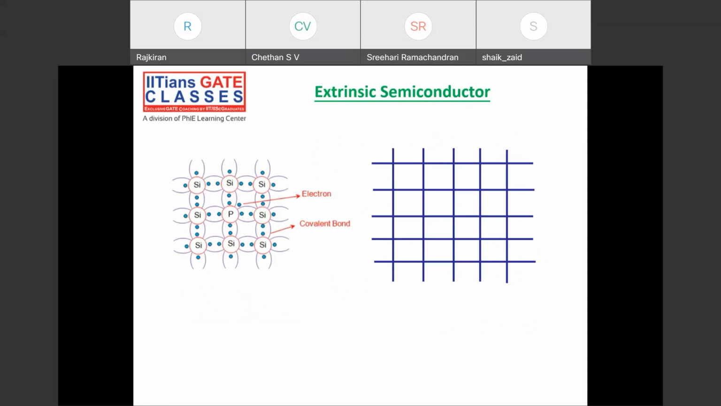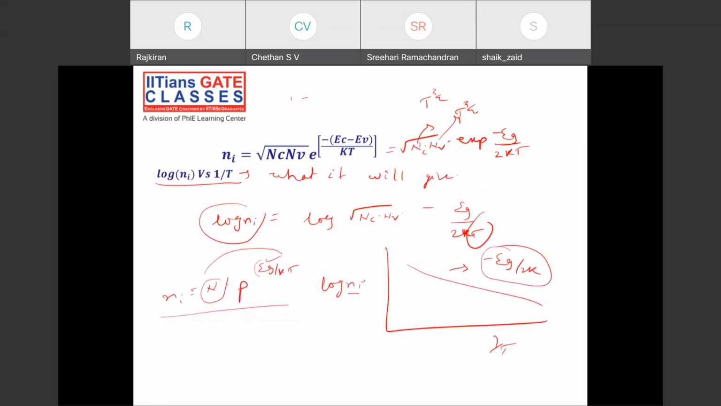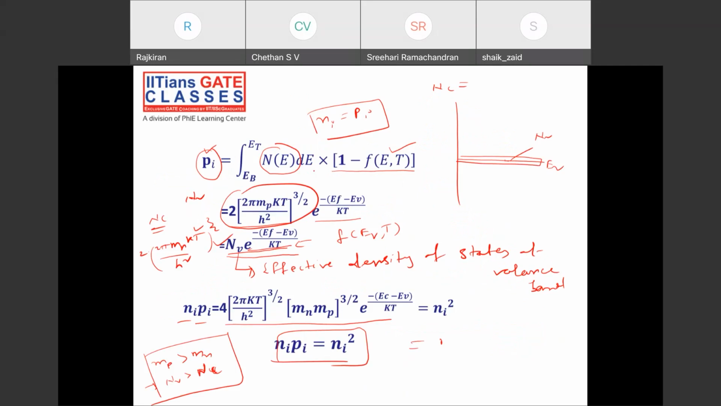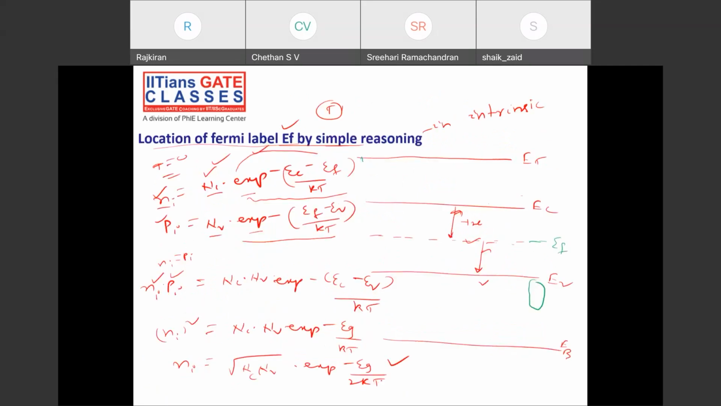So in extrinsic semiconductor, we are deliberately introducing impurity inside the semiconductor in order to change the concentration. Whatever concentration you got here depends upon temperature only. You don't have any control, right? But I want to have control. I want to get as many carriers as I want. So can I control other than temperature?